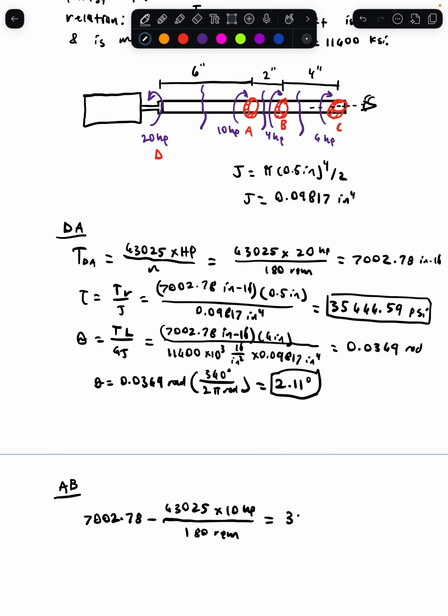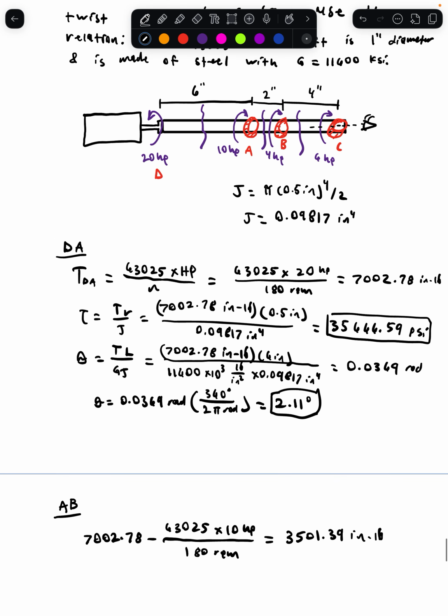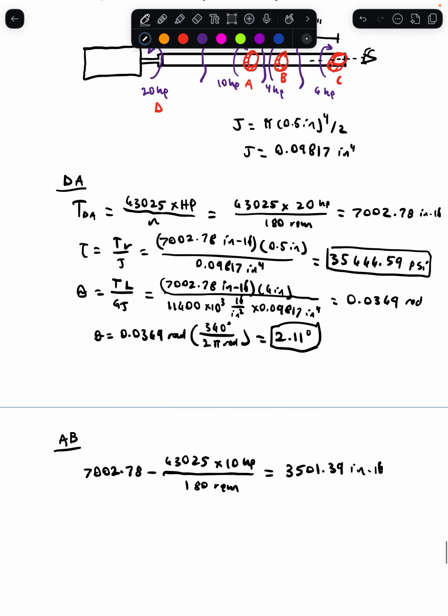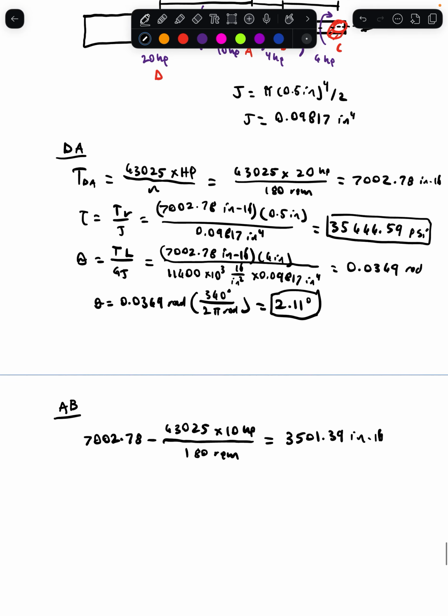So that's going to be 3,501.39 inch-pounds. And that makes sense because we're removing half of the power. So this should be half of that. That's just a spot check.